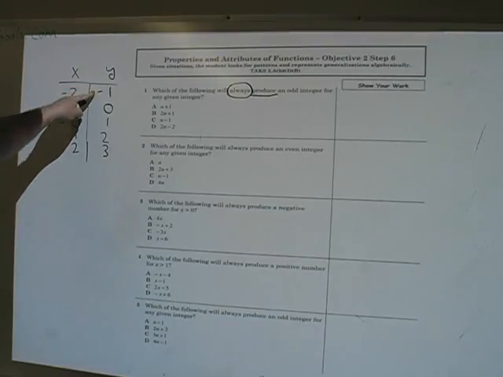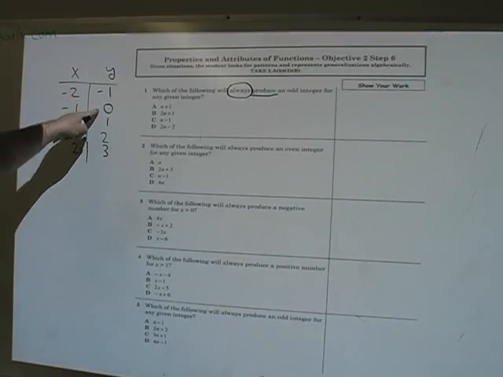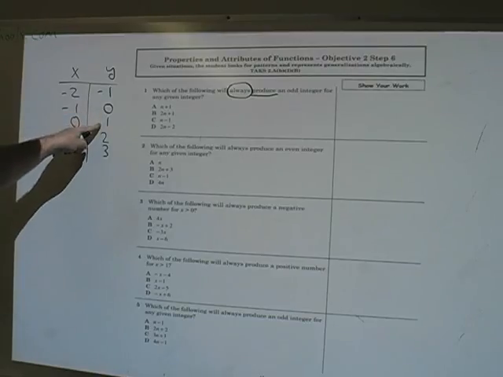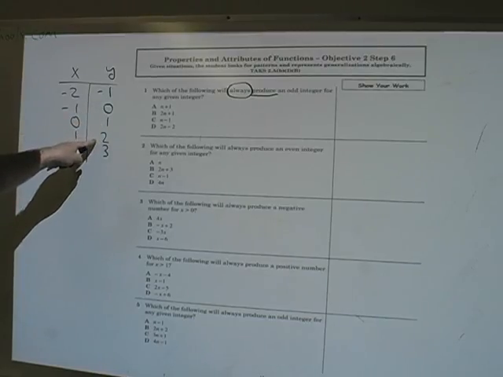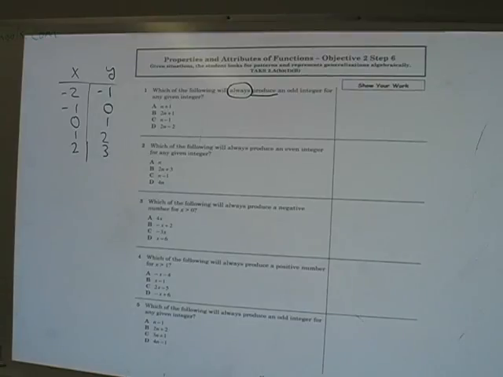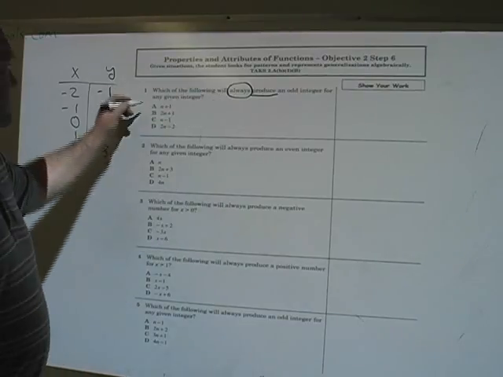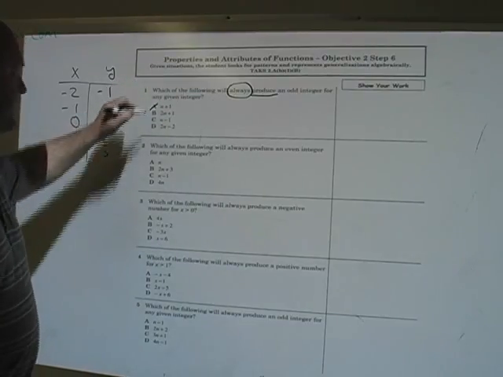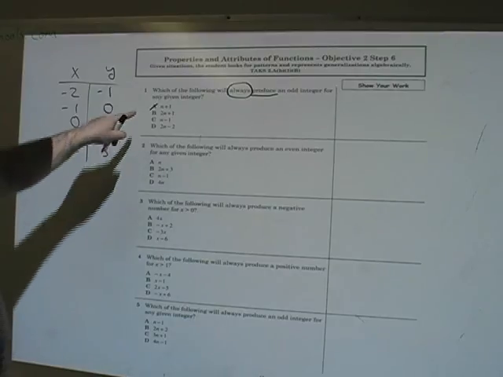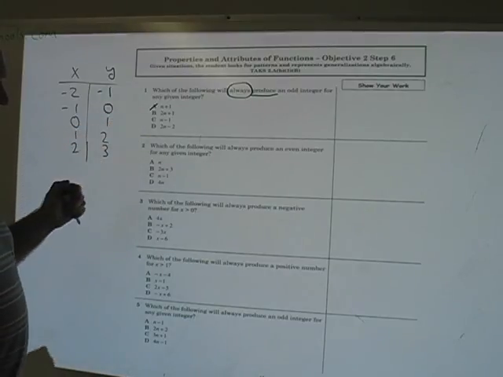Well, -1's odd, but 0 isn't odd. 1's odd, but 2 isn't odd. So that one's not true. It doesn't always produce an odd integer. So we go to the next answer.